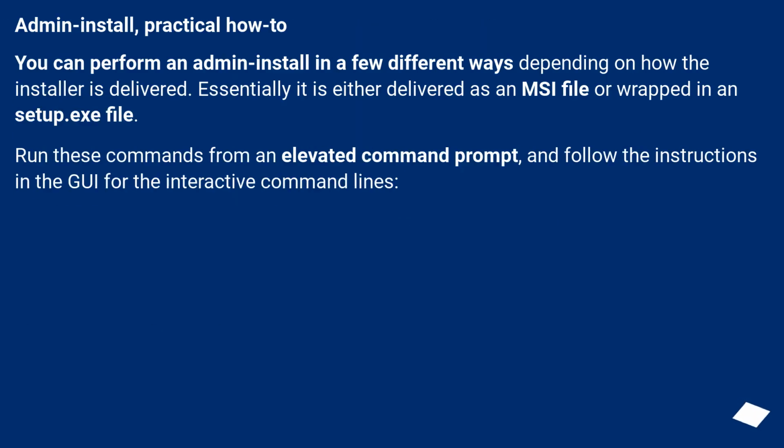Admin install, practical how-to. You can perform an admin install in a few different ways depending on how the installer is delivered. Essentially, it is either delivered as an MSI file or wrapped in a setup.exe file. Run these commands from an elevated command prompt, and follow the instructions in the GUI for the interactive command lines.